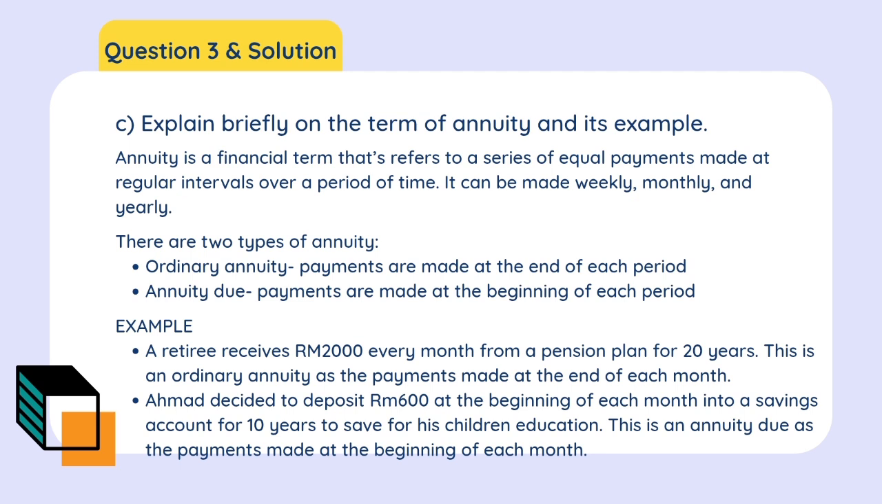There are two types of annuity. The first is ordinary annuity, where payments are made at the end of each period. The second one is annuity due, where payments are made at the beginning of each period.